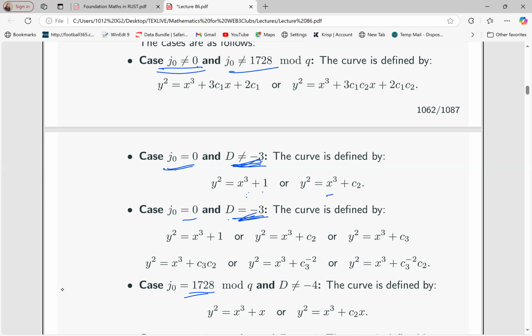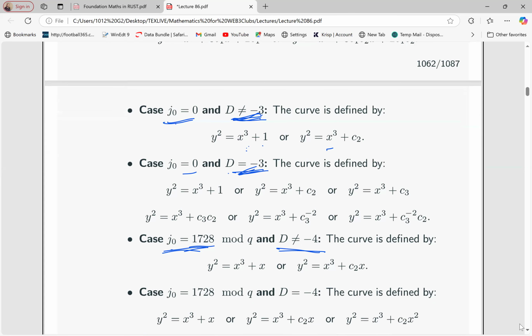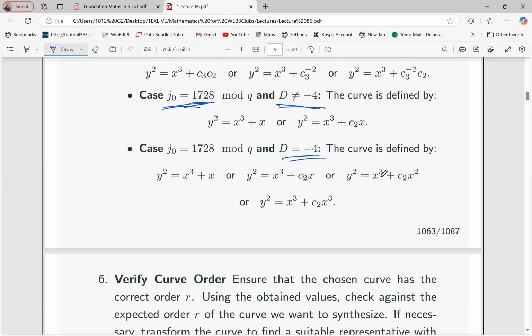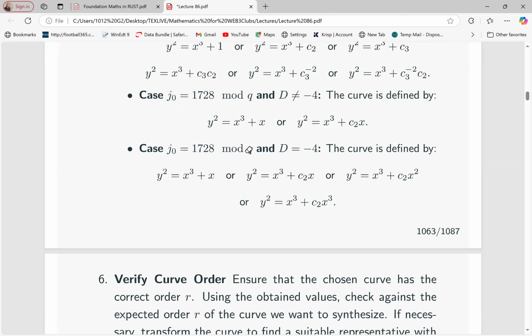What about this case? Now the J invariant is 1728. The J naught is 1728. If that is the case, check the discriminant again. There are only these cases. These are the only cases you have for the elliptic curves. Elliptic curves would meet one of these cases.